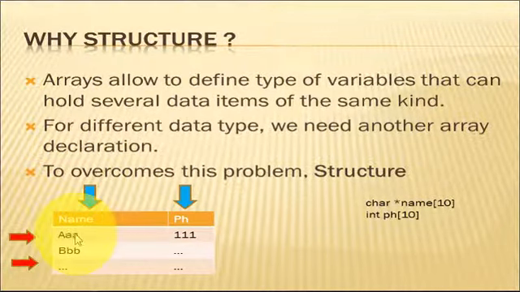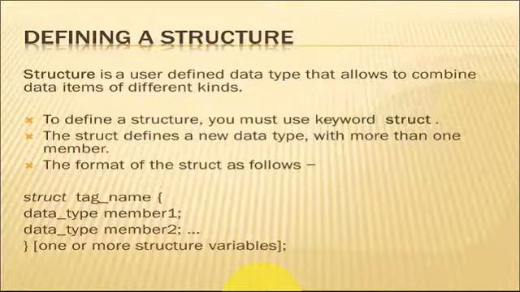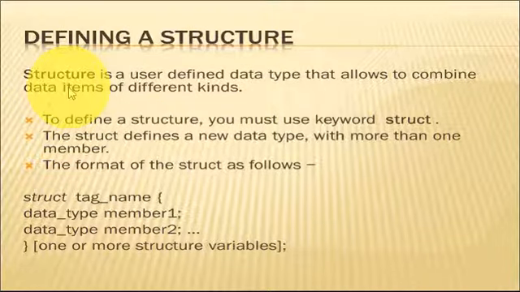That is, name is the character data type and phone number is the integer data type. So structure is nothing but a collection of dissimilar data items. Here is the definition: a structure is a user-defined data type that allows us to combine data items of different kinds. It means a structure will allow us to collect dissimilar data items.